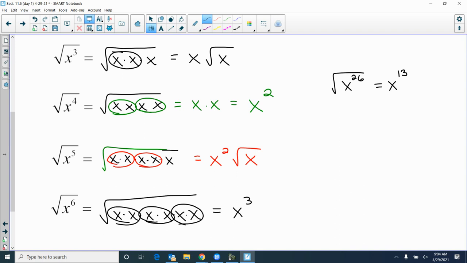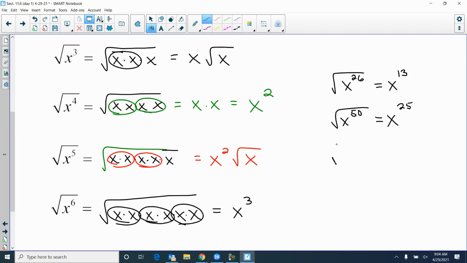Okay. You need to learn this little shortcut. And here's all that's happening. Every time you get a pair, you take one out. You basically take the exponent and divide it in half. That's all you're doing. So if you get x to the 26, it's x to the 13th. If I got x to the 50th, how many pairs would you have? You would have 25 pairs. So it'd be x to the 25th. Just cut it in half.